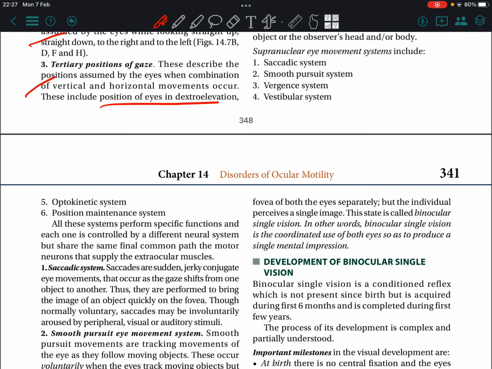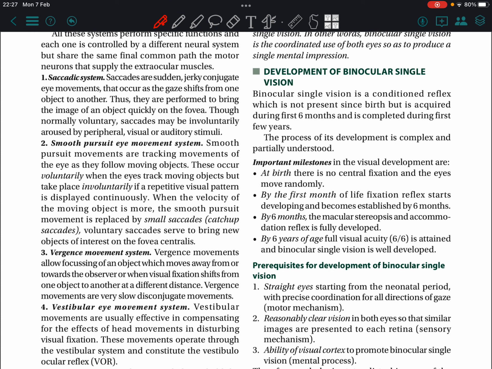Optokinetic system. Saccadic system. Saccades are sudden, jerky, conjugate eye movements that occur as the gaze shifts from one object to another. Thus, they are performed to bring the image of an object quickly onto the fovea. Though normally voluntary, saccades may be involuntary, aroused by peripheral visual or auditory stimuli.